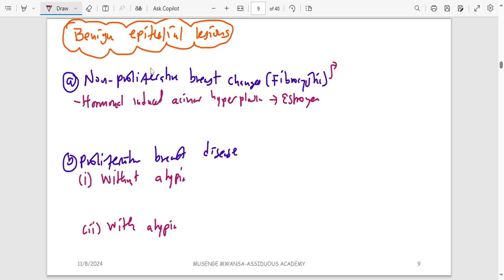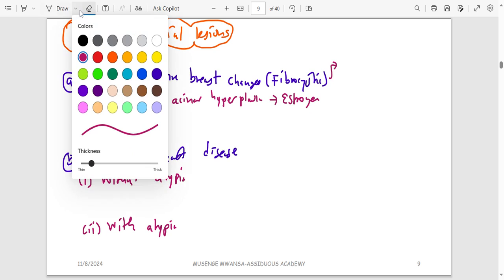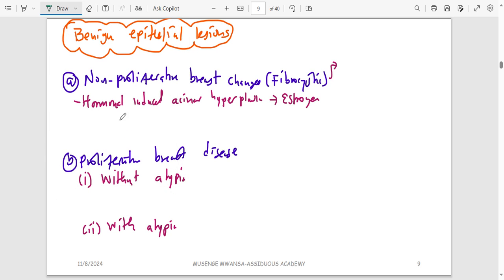So you have got different types of these non-proliferative breast changes. Now we are saying these are non-proliferative. These don't divide. Okay. The first thing is that there is a problem. Estrogen caused cells to increase in number. Now that they have done that, they are already a lot. They will not go on dividing themselves. That's why we are calling them non-proliferative.